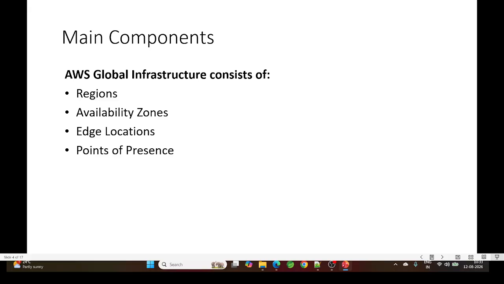There are several important concepts we need to understand. The most important ones for beginners are regions, availability zones, and edge locations. You will hear these terms frequently when working with AWS architecture.